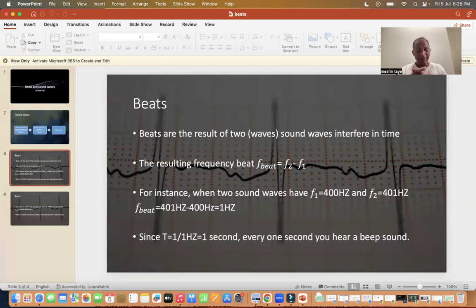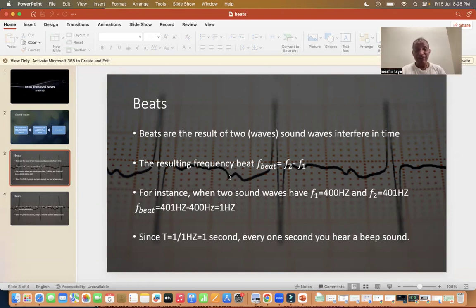Now, after I discuss sound waves, let's discuss beats. Beats are the result of 2 sound waves interfering in time. So if I have one sound wave, it's always going to be like this. If I have another sound wave, it also gives you some sound. But if I play 2 sound sources, I will get a beat because the 2 sound waves interfere, and then they create a beat.